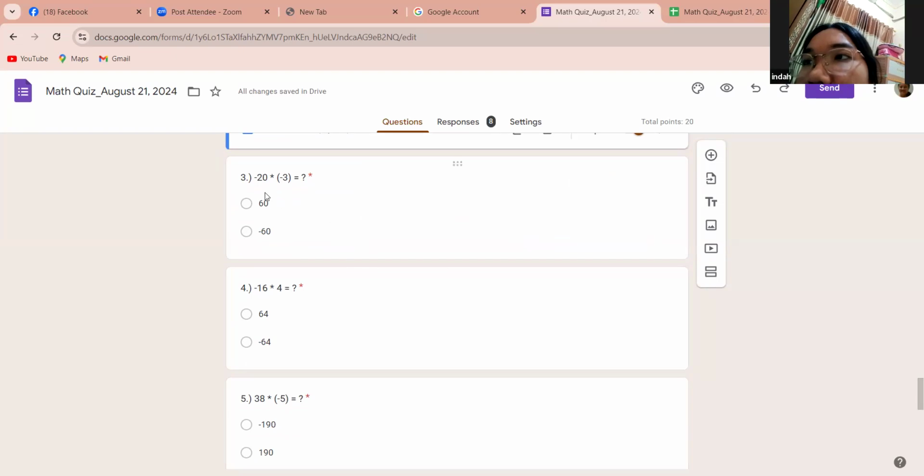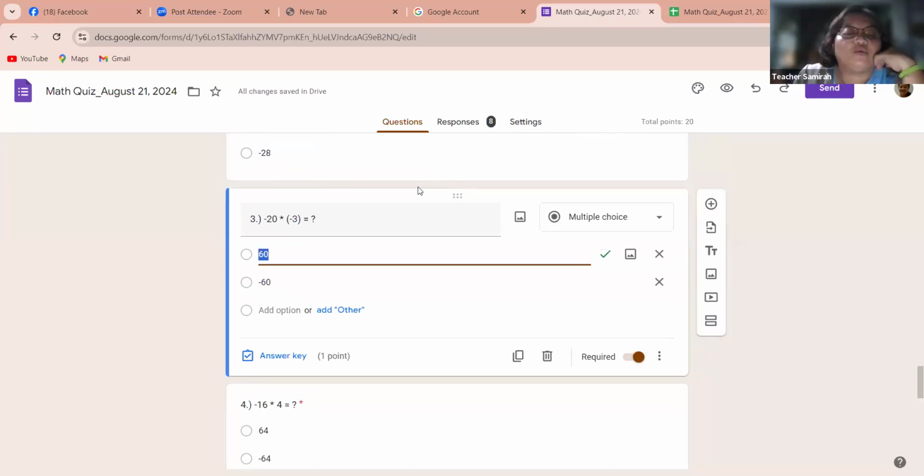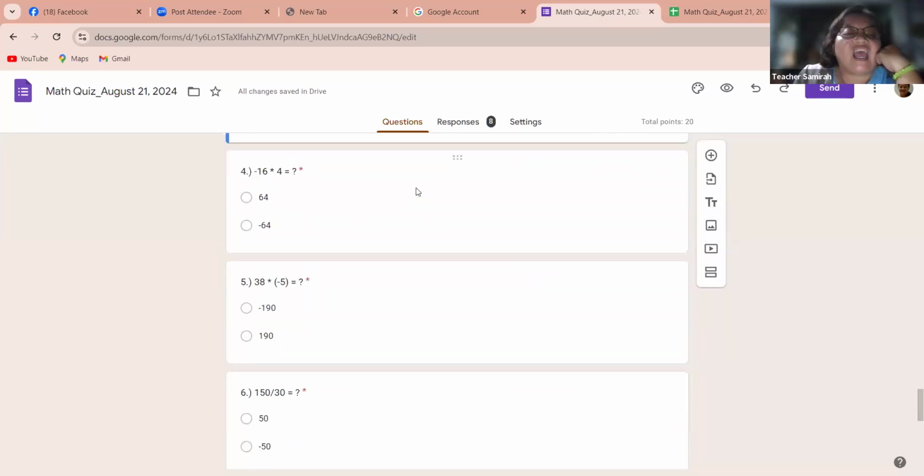Okay. So negative 20 times negative 3. What will be our answer? Will it be positive 60 or negative 60? Positive 60. Very good. Okay, next.